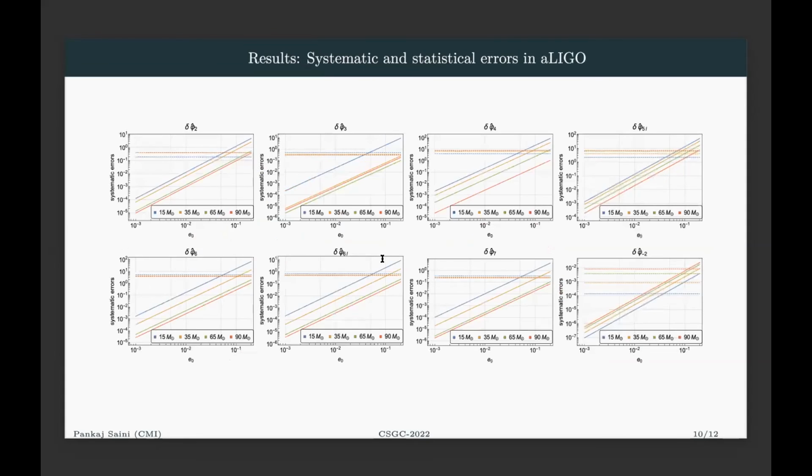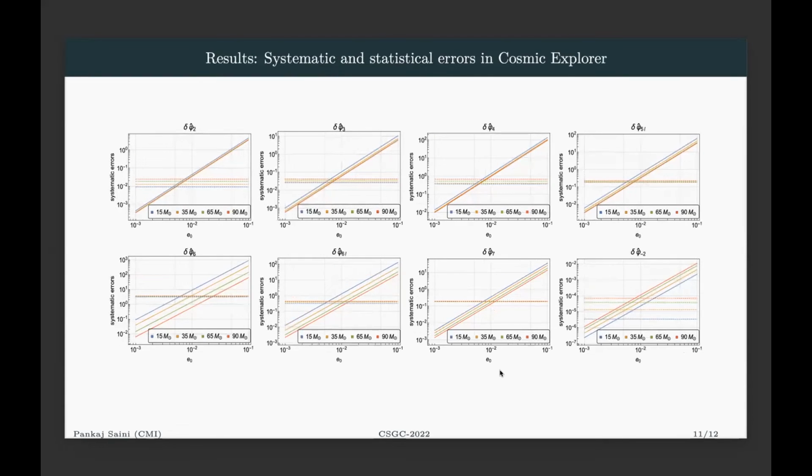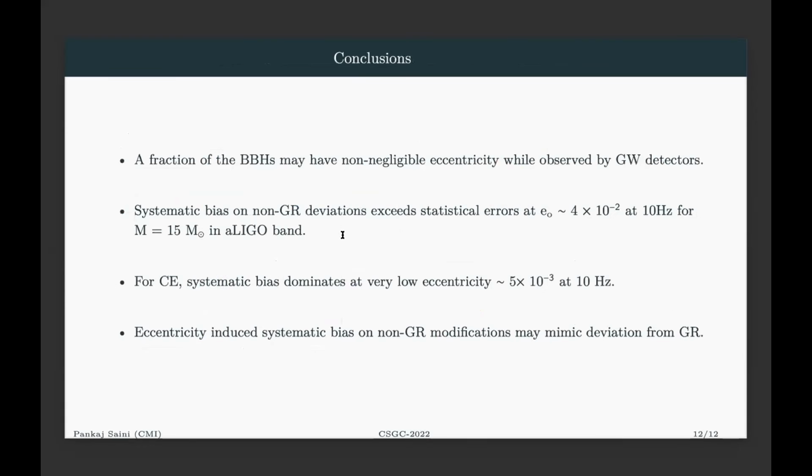So all the deviation coefficients are affected differently in advanced LIGO, and especially the lower mass systems cross the statistical errors first. And similarly for CE, the systematic errors start dominating even at very low eccentricities. So this will be a more serious issue for 3G detectors, right?